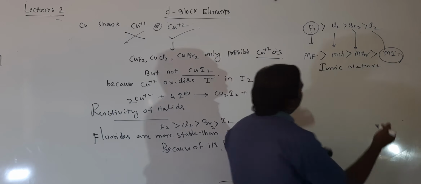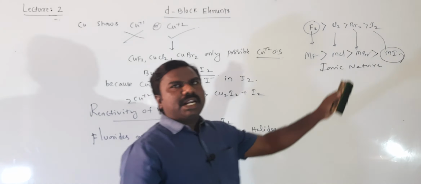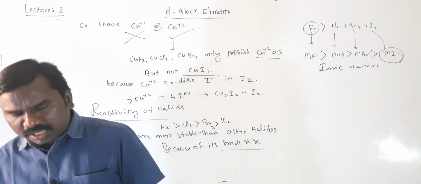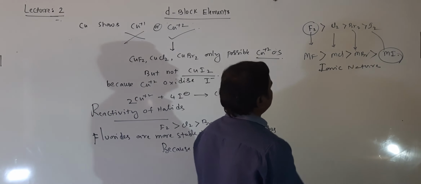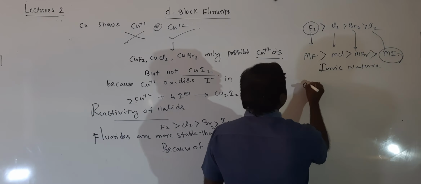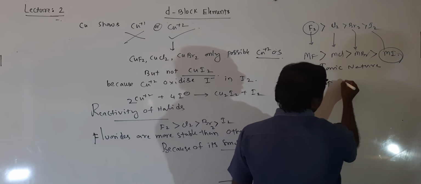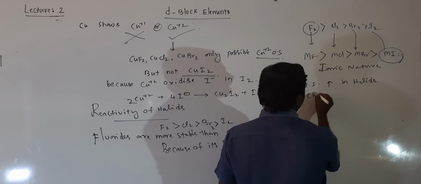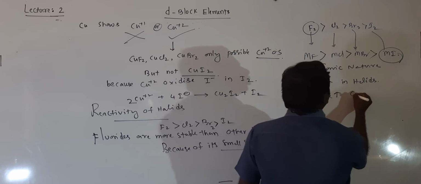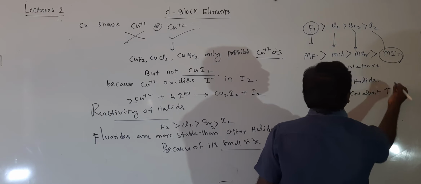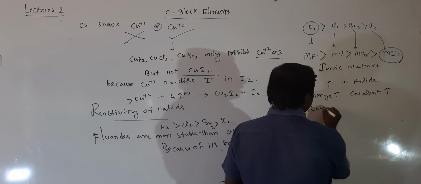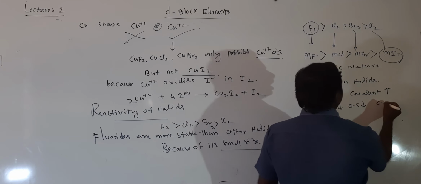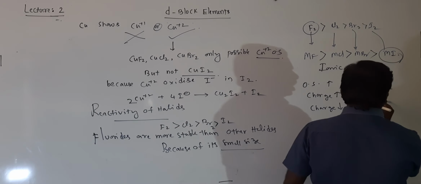Covalent nature will be reverse. Metal iodides are more covalent than metal fluorides. That is the reverse one. Okay. Next, as oxidation state increases in halides, oxidation state means nothing but charge, so covalent nature increases. As charge, meaning oxidation state, decreases, ionic nature will increase.